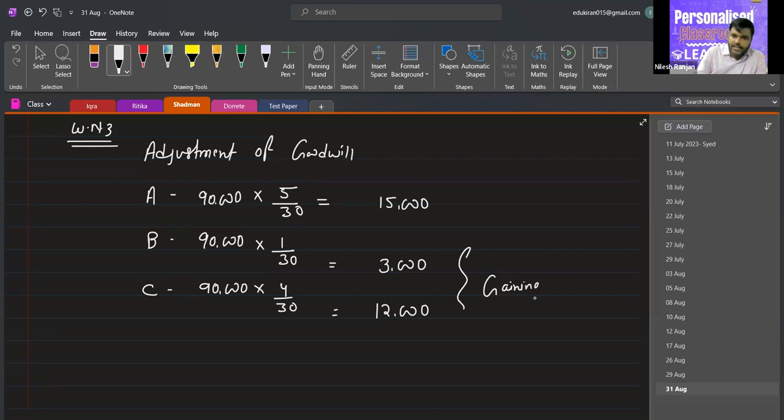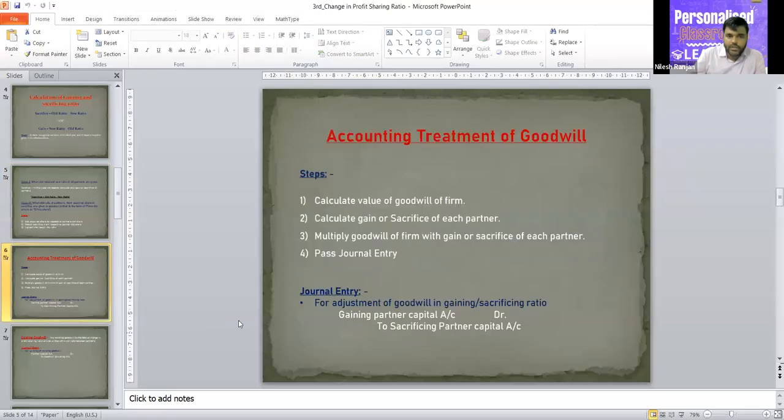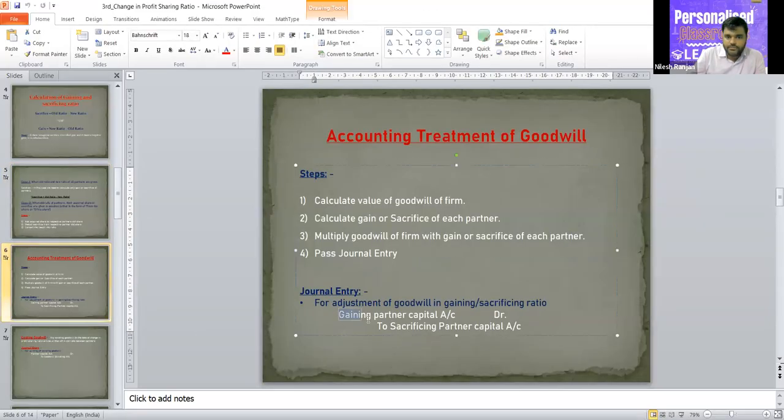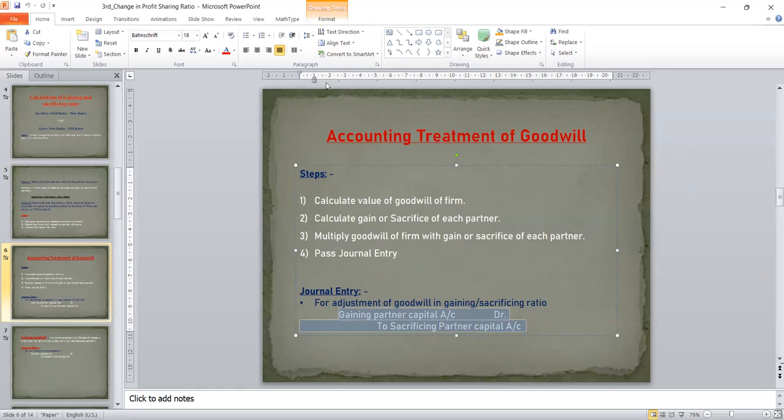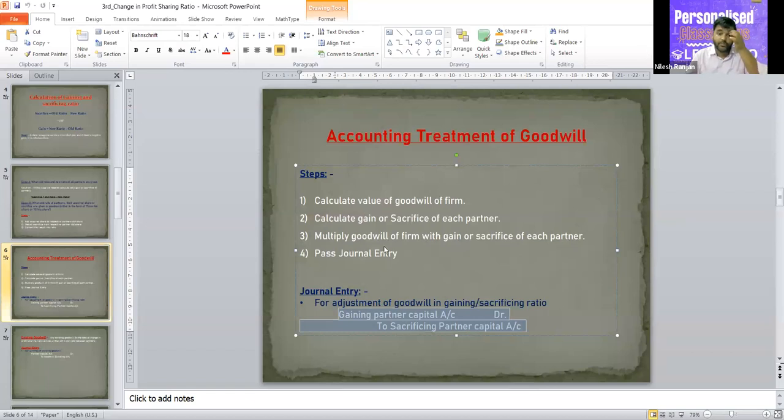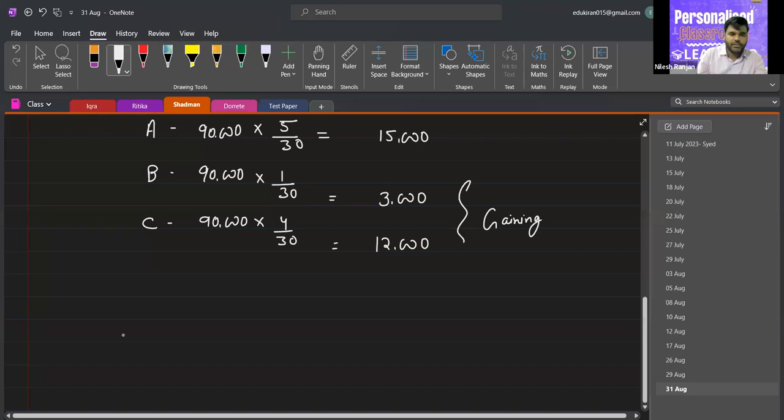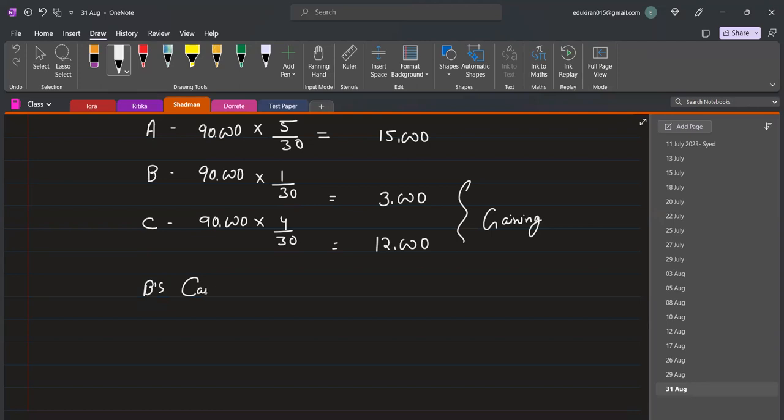And A is sacrificing. The journal entry is: gaining partner's capital account debit to sacrificing partner's capital account. You can see here. Yes, sir. Okay. So gaining partner's capital account debit to sacrificing partner's capital account. The gaining partners are B and C. So we will write B capital account debit.